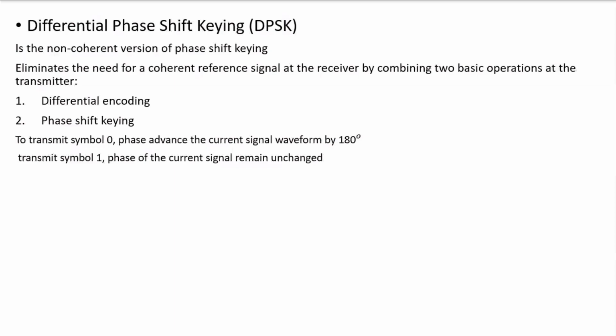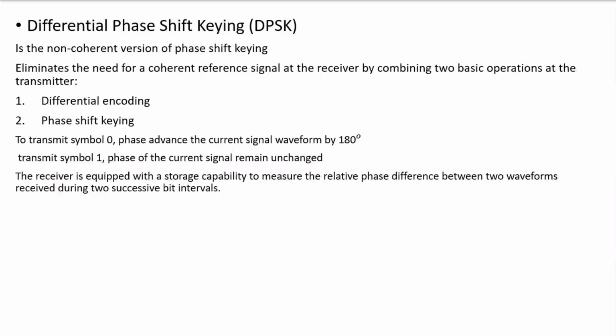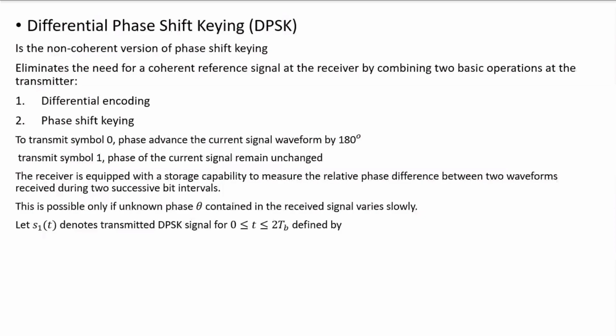So the receiver is equipped with a storage capability to measure the relative phase difference between 2 waveforms received during 2 successive bit intervals. That is the reason why we say it is for 2 symbol intervals, right? This is possible only if the unknown phase is approximately constant. Due to distortion, there is a possibility that phase theta may vary. We expect the phase not to vary much, or even if it varies, to vary very slowly, so that it is approximately constant throughout. Now let us see the analysis.